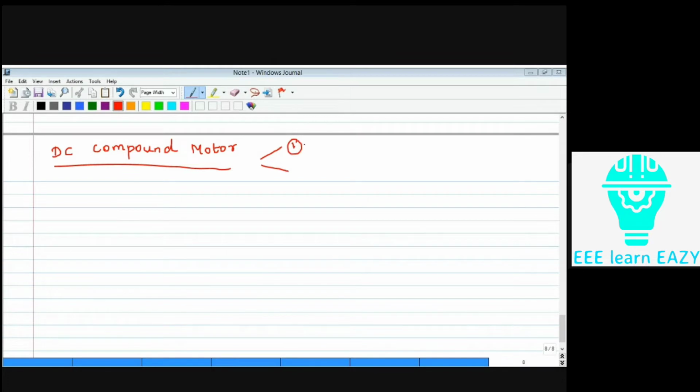One is the long shunt compound and the second one is the short shunt compound. So let's see them one by one. The first type is long shunt. Only the way in which the field windings, the series and parallel, that is shunt windings, are connected. Based on that only we are calling it long shunt and short shunt.